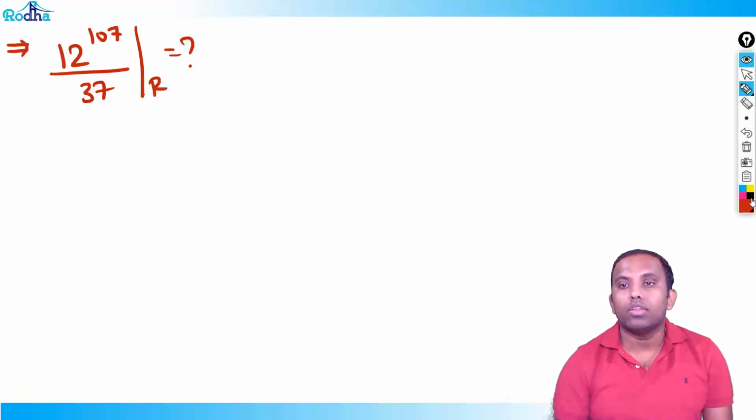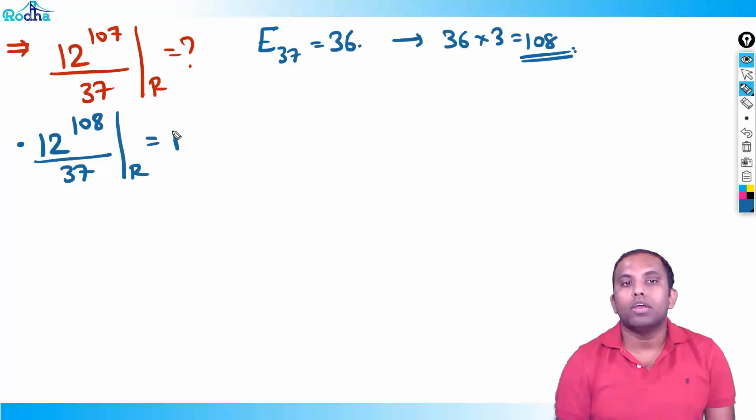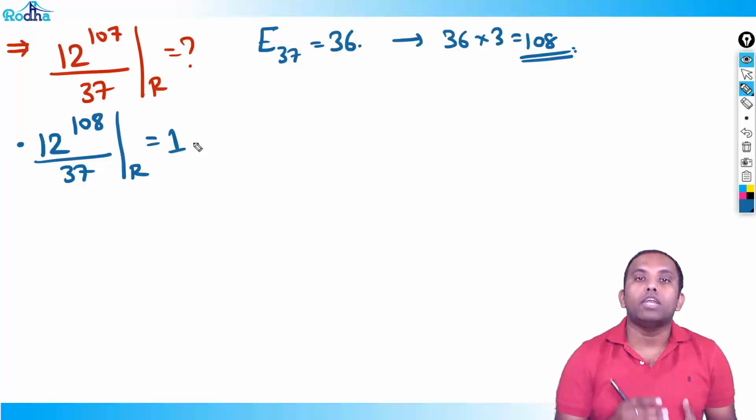I know that Euler of 37 is equal to 36. So if Euler of 37 is 36, it means that the 36 multiple near 107 is 108. So for 108, I know that 12 raised to 108 by 37, the remainder would have been perfectly 1, because the power 108 is perfectly divisible by Euler of 37.